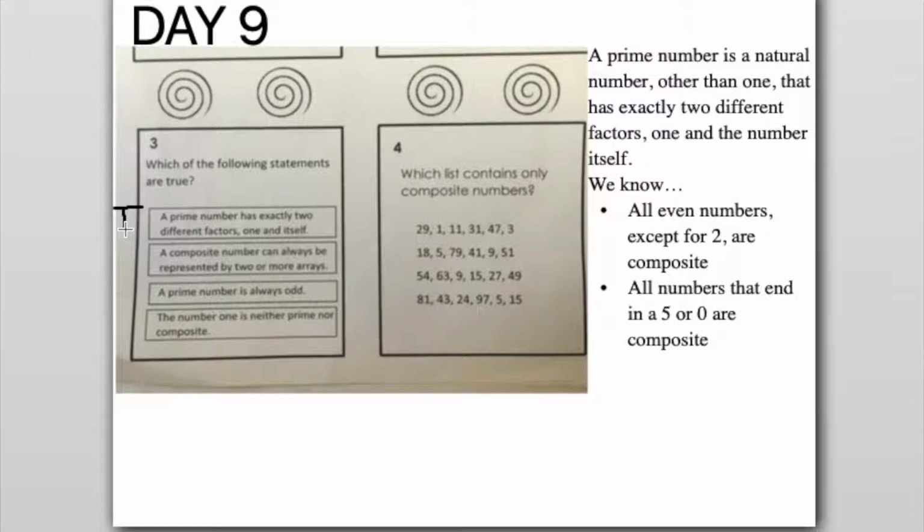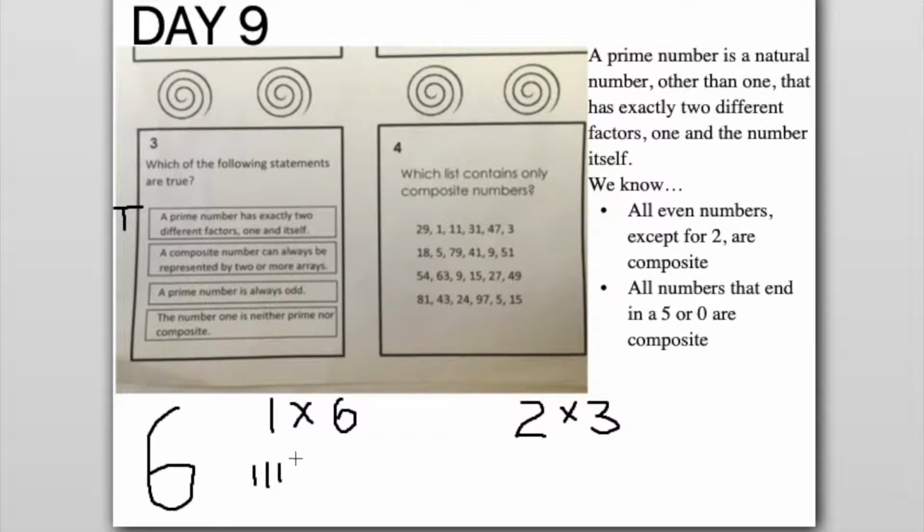The second statement says a composite number can always be represented by 2 or more arrays. Let's test this. I'm going to use a pretty simple composite number, 6. We know that 6 can have the factors 1 and itself, 6, 1 times 6. We also know 6 can have the factors of 2 and 3, 2 times 3. So therefore, I can do an array demonstrating 1 times 6 by just drawing 6 small models in one row.